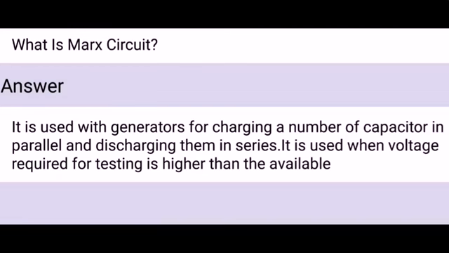What is a Marx circuit? It is used with generators for charging a number of capacitors in parallel and discharging them in series. It is used when the voltage required for testing is higher than the available voltage.